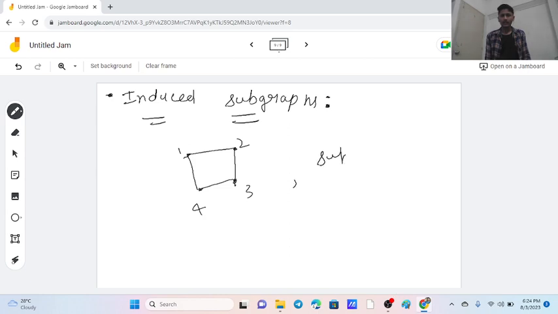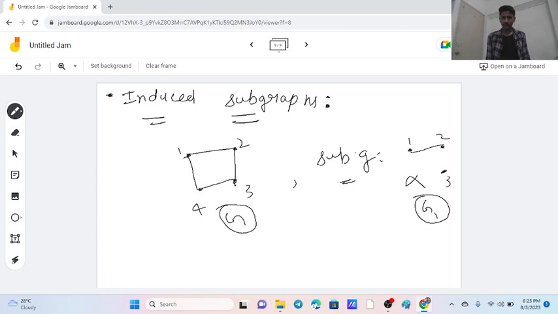Then a subgraph like this is not an induced subgraph. Okay, why? Because 2 and 3 are having an edge in graph G, but in graph G1 they are not having any edge. So the induced subgraphs are those in which if two vertices are having an edge in graph G, then they should have an edge in graph G1.